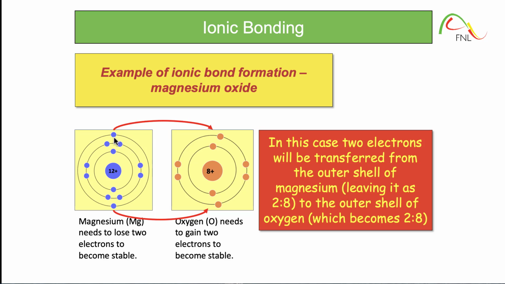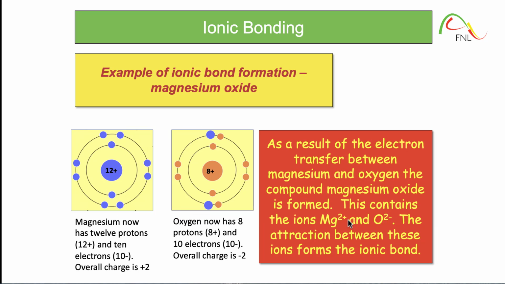2 electrons are transferred from magnesium, this one to the outer shell of oxygen, and this one from the outer shell of magnesium to the outer shell of oxygen, which also becomes 2, 8, leaving magnesium as 2, 8. In terms of charges, well, magnesium has still got 12 protons there, but now it's only got 10 electrons. So 12 pluses and 10 minuses, overall charge is +2, we've got Mg2+.